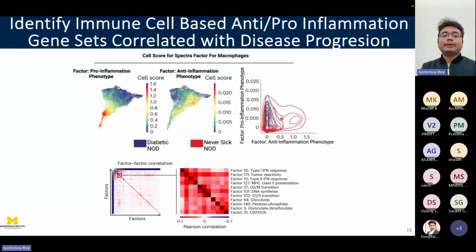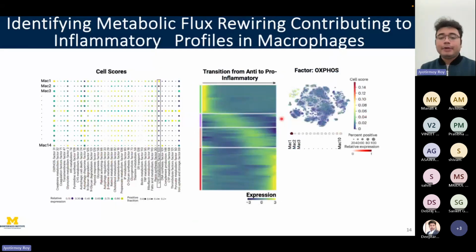And the final thing is identifying the metabolic flux rewiring contributing to the inflammatory phenotype, again in macrophages and also in T cells. As I was telling you just before, macrophages change their phenotype from the naive state to this pathological disease state, which causes them to call the T cells into the microenvironment and causes all the destruction of beta cells.